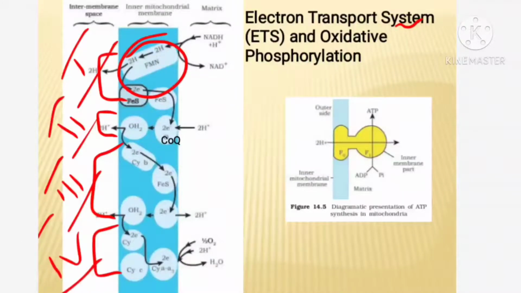Okay. So, like this, how many complexes are there? Four complexes are there. This is one complex, this is the second complex, this is the third complex, and this is the fourth complex. Now, listen very carefully to what is happening.